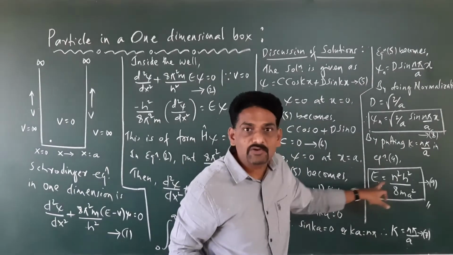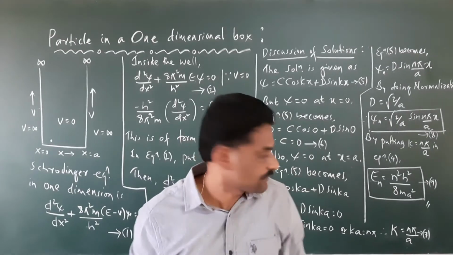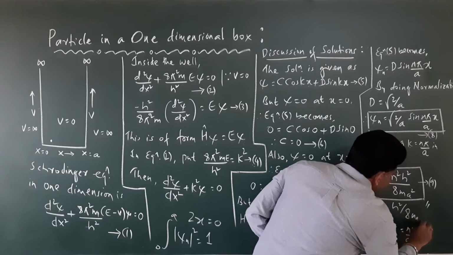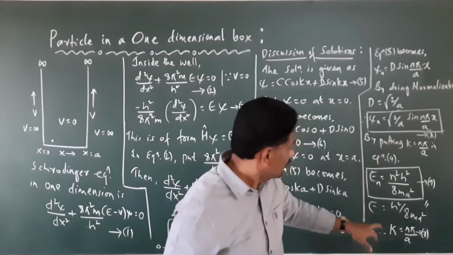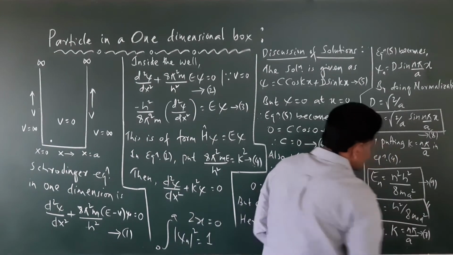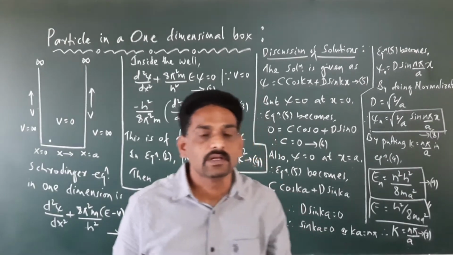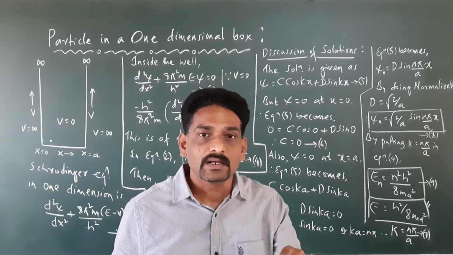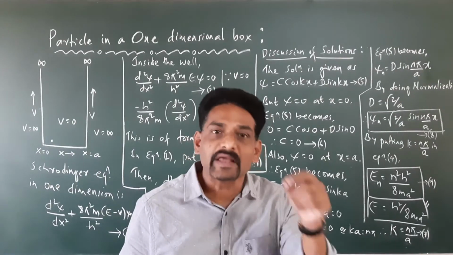So if we take the value of n equals 1, we get E equals h square divided by 8 m a square. This is obtained by taking the value of n as 1. This energy is what is known as zero point energy. What is zero point energy? Zero point energy is the energy of the particle in the ground state, or it is the minimum energy of the particle.